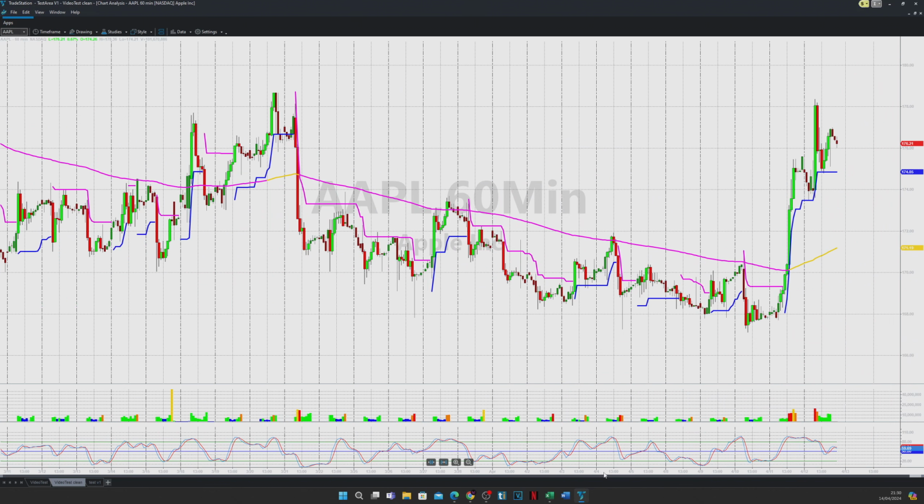Let's check it out again. The 6 to the 8. You can see it here. This is moving up and this is moving down, which means there is no more pressure for the downside. All right, and you can see it here. This is a fake break.